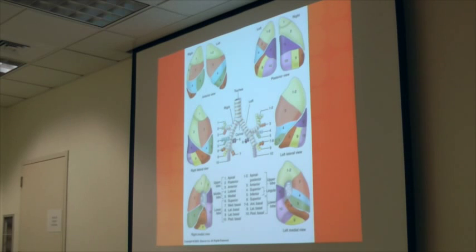What if you're going to listen to the right middle lobe? Let's see if the picture helps us with that. Looking on the side of the person's body, do you see the middle lobe a little bit on the side? So you could listen laterally to the middle lobe.